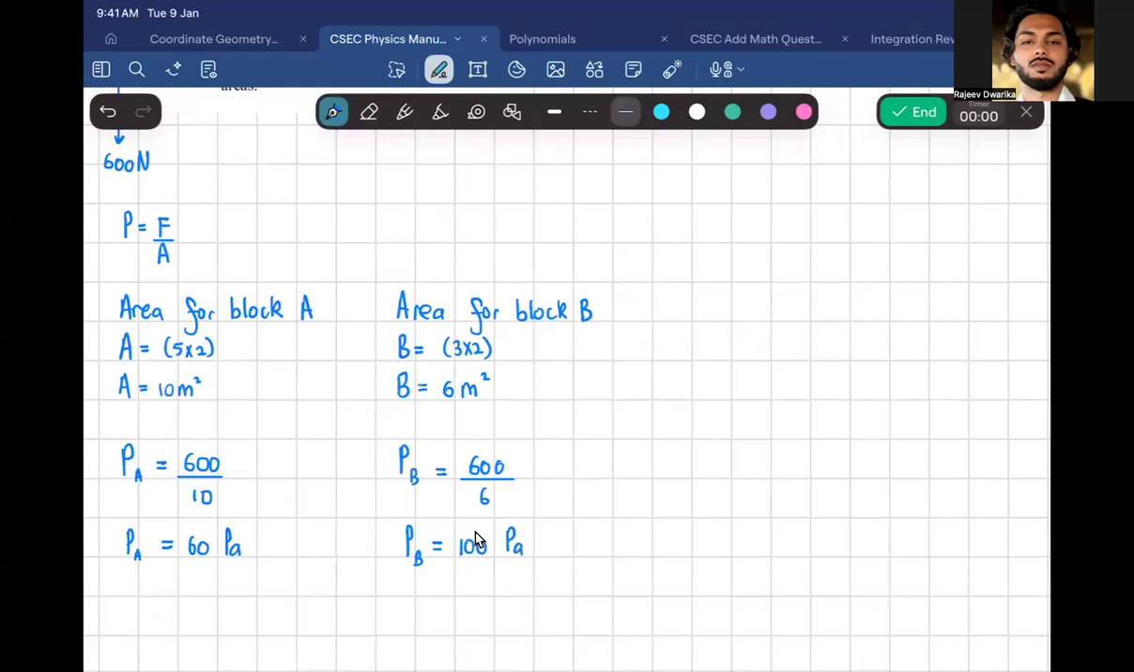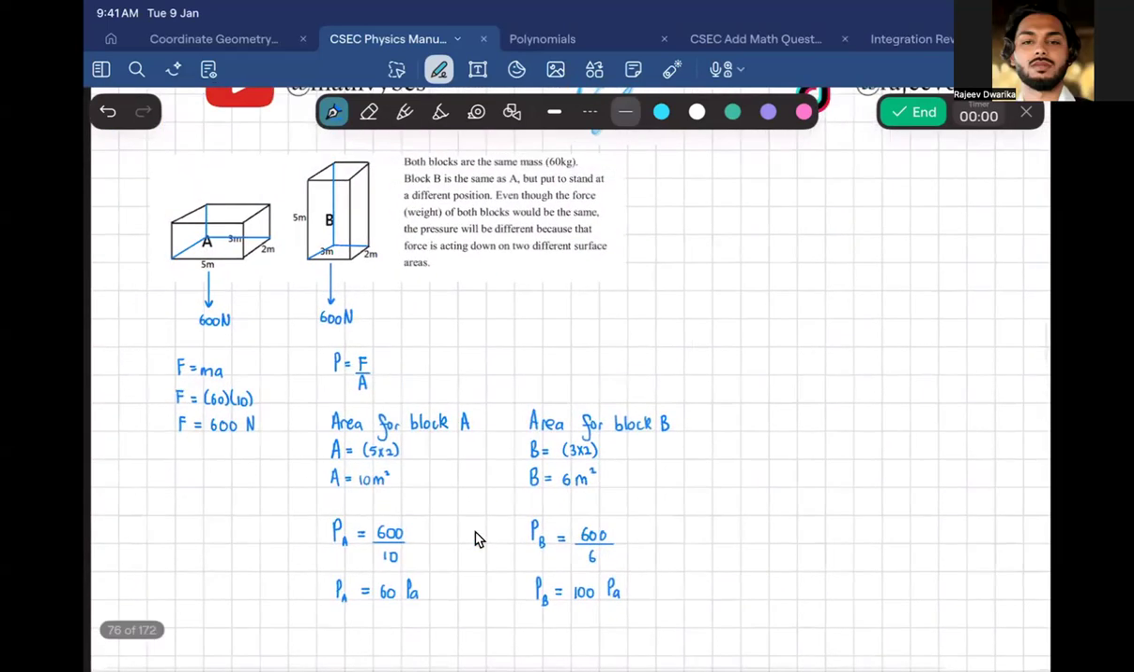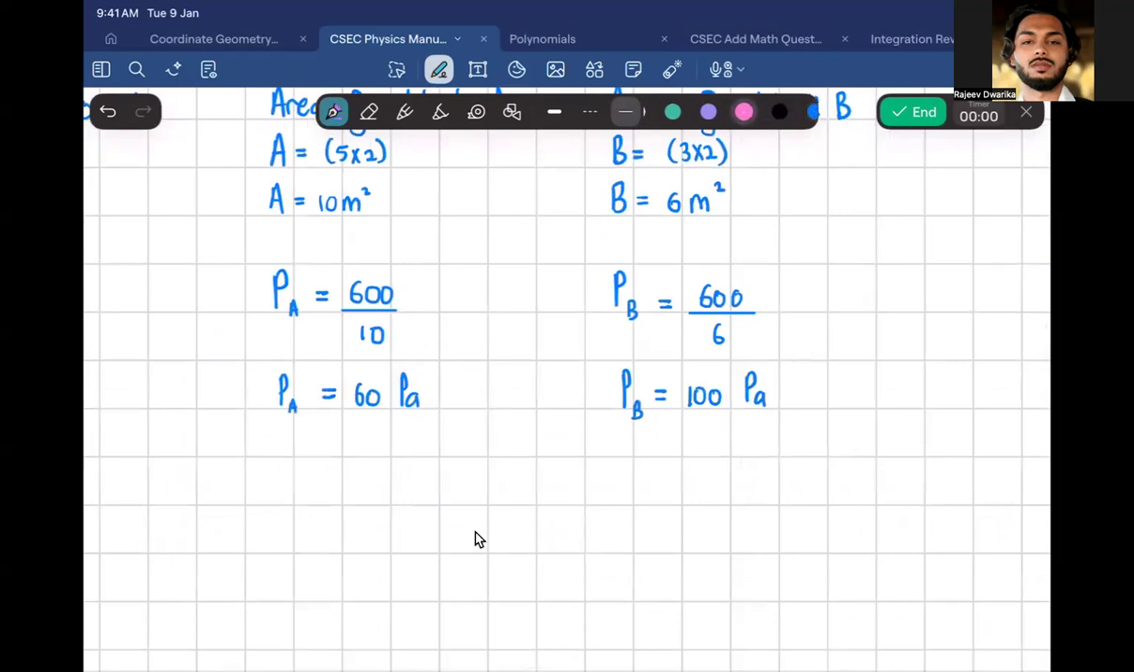So you can see for sure now, which one would exert a greater pressure, block A or block B? Block B. Right? And the specific reason is because the area is smaller, or less. Yeah. So let's write a little statement here. Block B would exert a greater pressure.